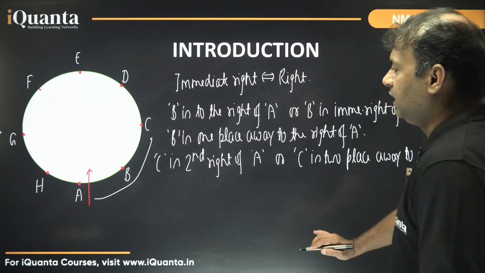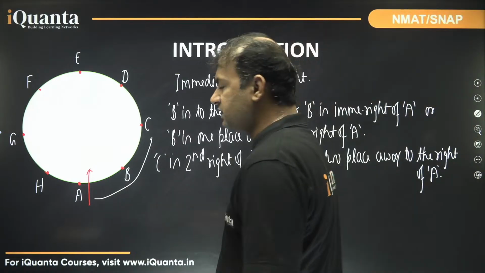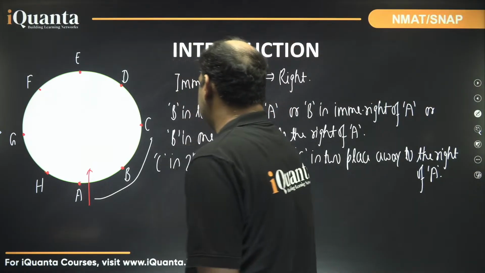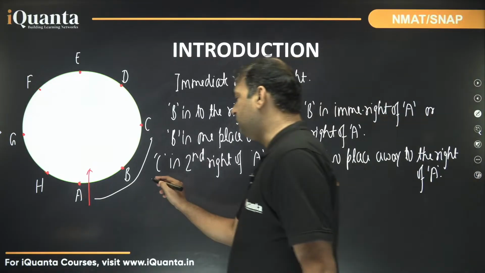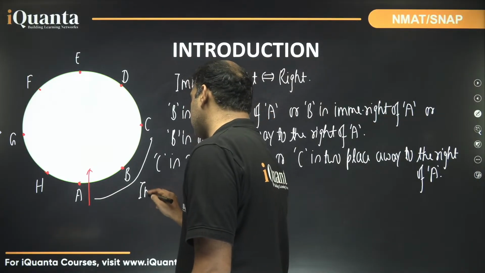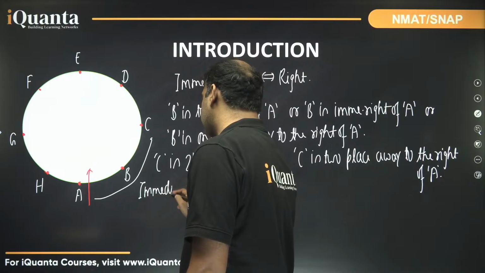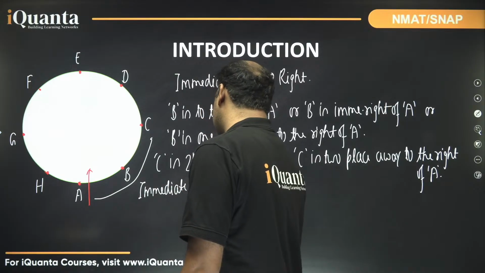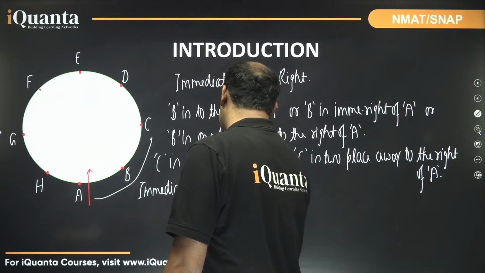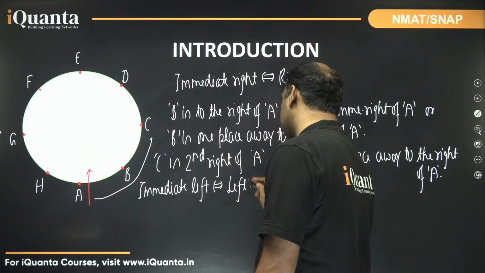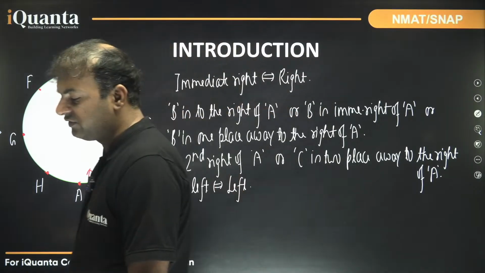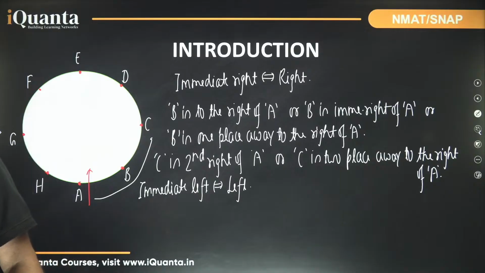Okay, now, just like right, there is left, obviously. So in a circle, just like I said that immediate right means right, similarly, immediate left must be left as well, right? If they are saying left, we have to understand that left is nothing but immediate left. In case of a circle or any closed figure, left means immediate left. All right, guys, hope you understand that.